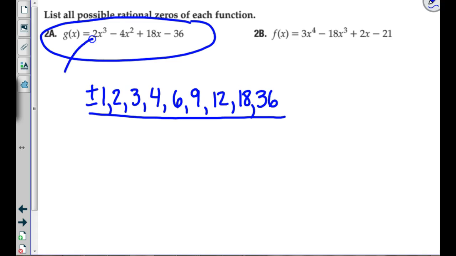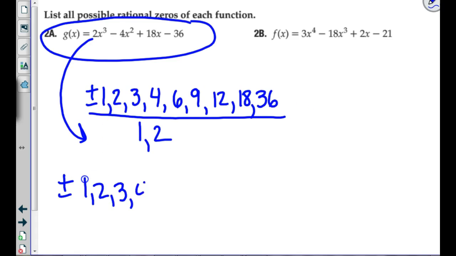The bottom is the factors of the leading coefficient. What goes into 2? 1 or 2, right? So you can't leave the answer like this. You have to tell me what that means. All of those numbers over 1 would be written like this.